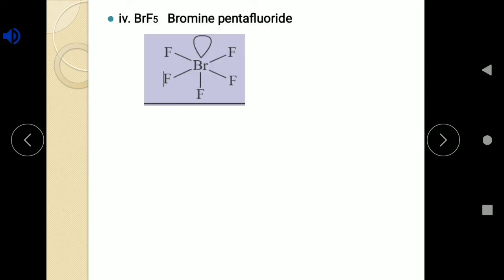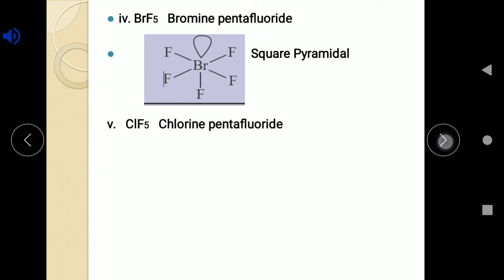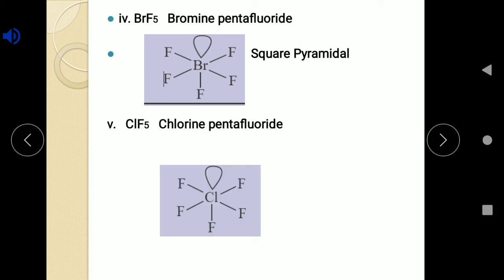Now consider the structure of bromine pentafluoride. The structure is square pyramidal. That means bromine and four fluorines are in one plane, suppose horizontal to the floor. Then one fluorine will be below that plane and there is one lone pair above that plane, and hence it looks like a pyramid. So it is square at the center and one fluorine below, giving it a shape of square pyramidal. The same shape we get with chlorine pentafluoride.